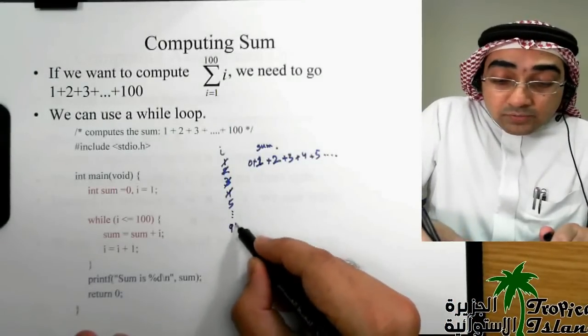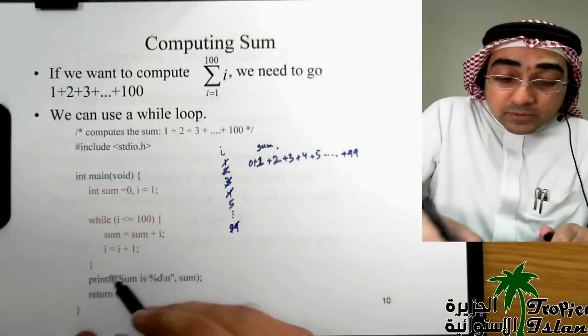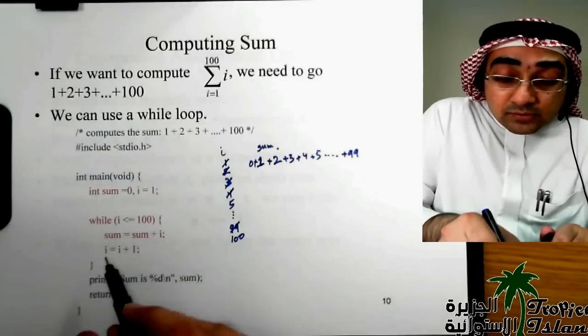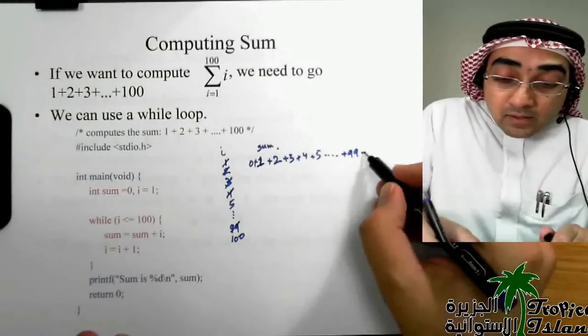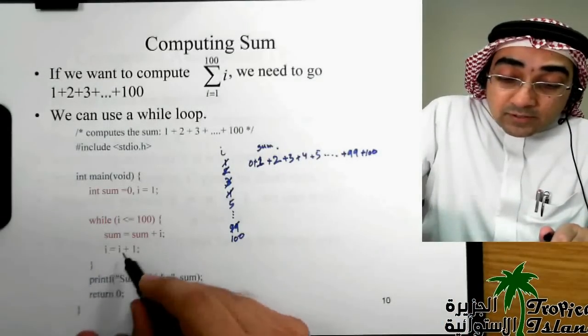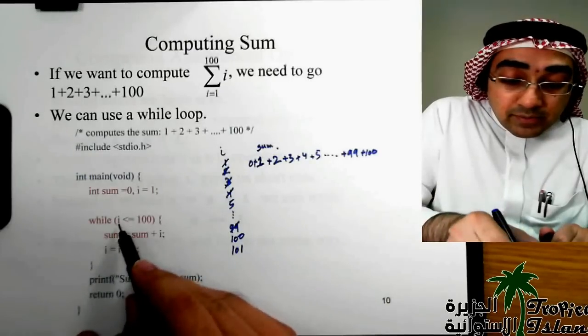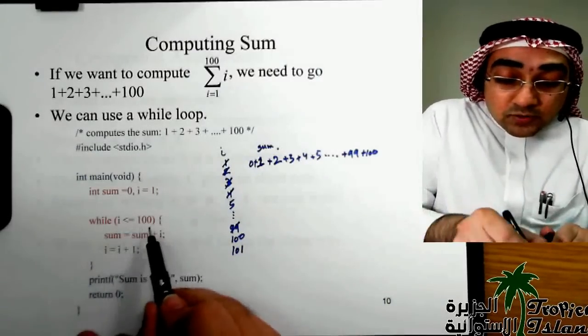This will reach 99, so I'm going to add 99 over here. Then I'm going to increment I by 1, it's going to become 100. So is 100 less than or equal to 100? Yes, it is true. So sum is equal to sum plus I, I add the 100 here, and then I is equal to I plus 1, so I becomes 101, and then I come back over here. Is I less than or equal to 100? 101 is not less than or equal to 100.